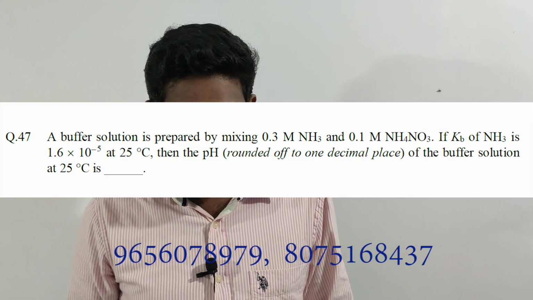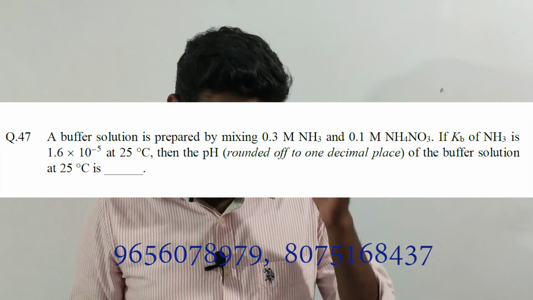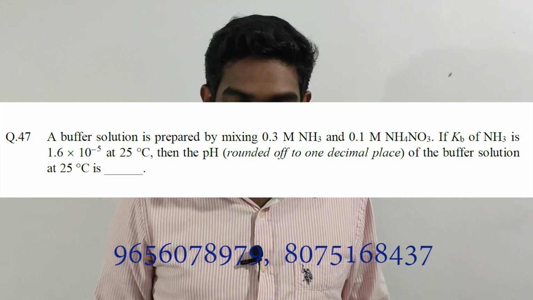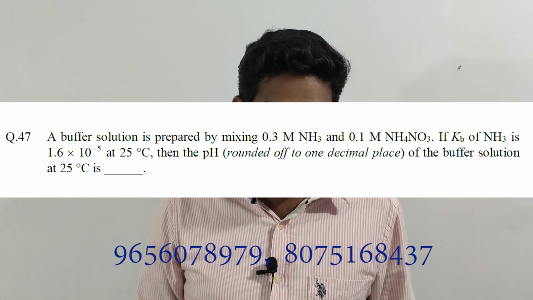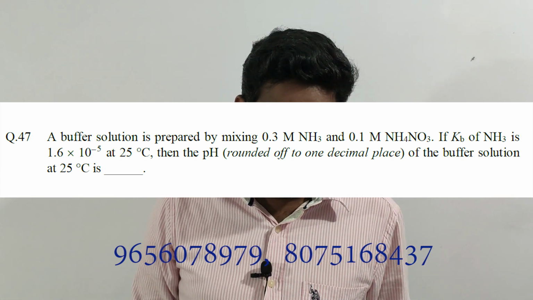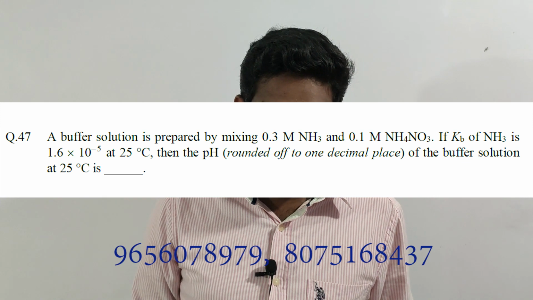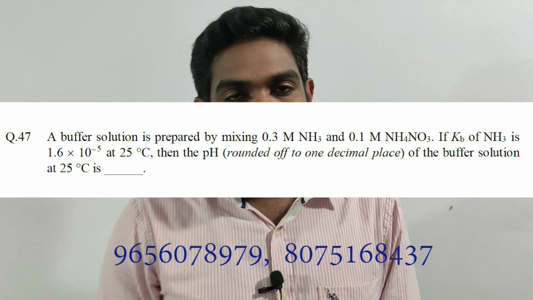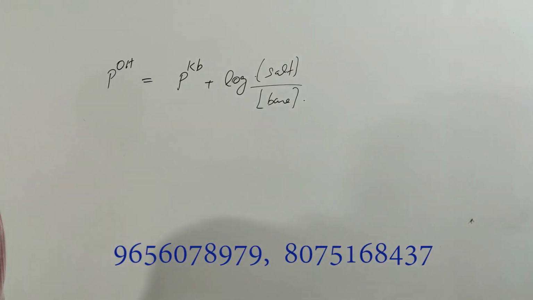Question number 47. A buffer solution is prepared by mixing 0.3 molar NH3 and 0.1 molar NH4NO3. If Kb of NH3 is 1.6 into 10 raised to minus 5 at 25 degrees Celsius, then the pH of the buffer solution at 25 degrees Celsius is. Let's see how to solve this problem. This is the equation for pOH. All the values are given, so it's very easy to calculate.